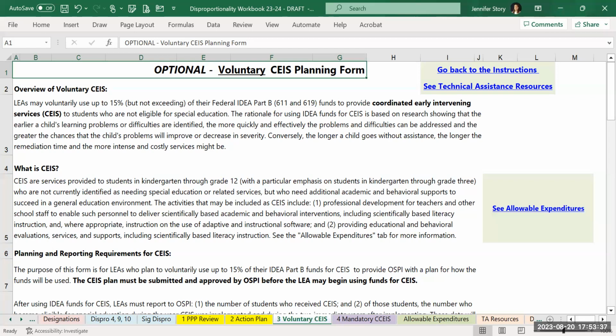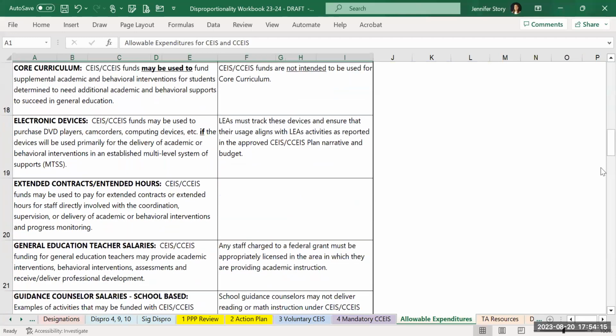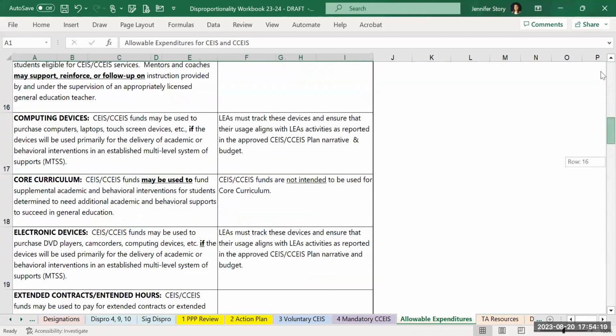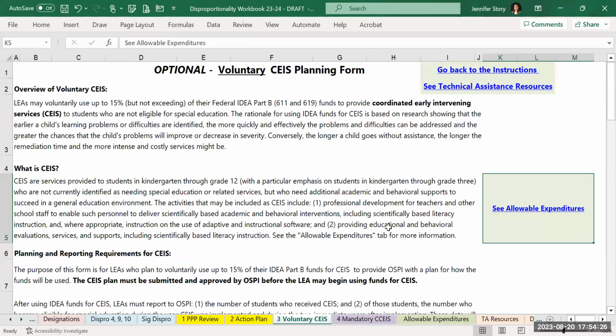So this is giving districts the flexibility to use up to 15% of your special education funds to provide additional interventions as part of your MTSS system to help students who need additional academic and behavioral supports in order to be successful. And again, this is for students who are not eligible for special education. If you choose to use some of your funds for this, there is a link to allowable expenditures. So there's a list here of all the different things that you can use your funds for. So there's a lot of options for how to use those funds. The same thing for mandatory CCEIS. All the different options are available there.